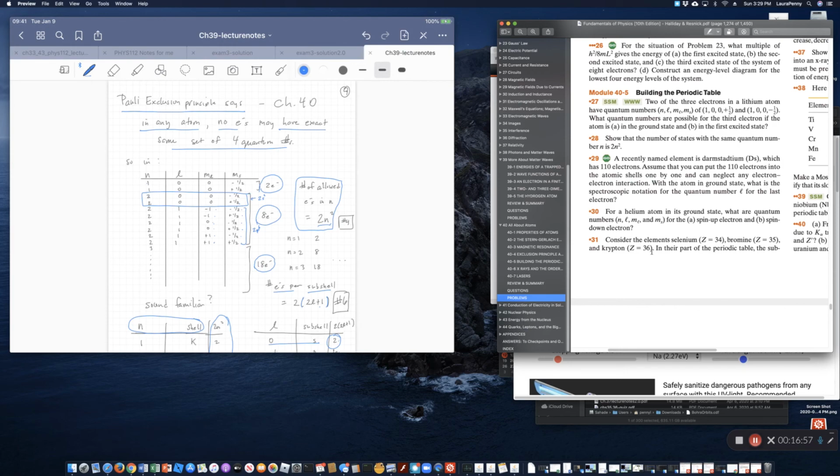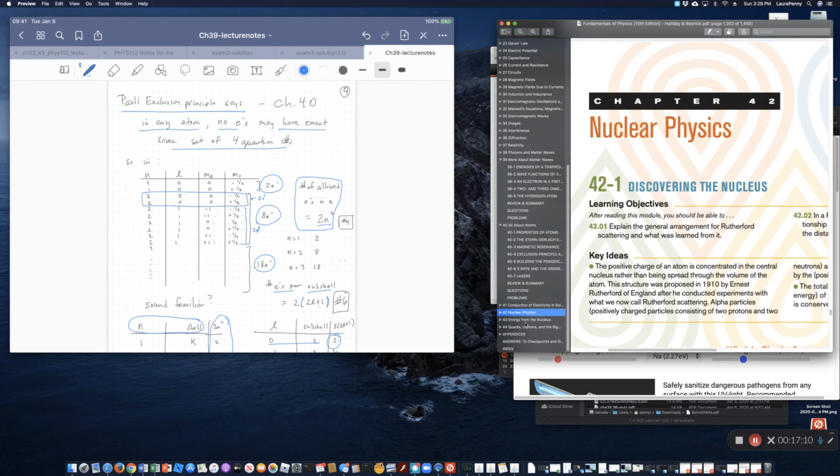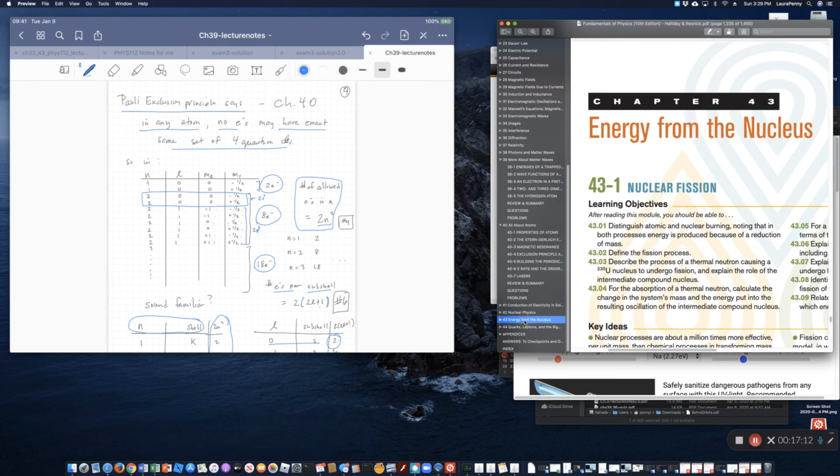And that's all I have for chapter 40. We're not going to do anything else in this chapter, which is disappointing because there's a lot of different things here, including lasers, but we're going to move on. The next chapter we're going to cover will be chapter 42, and then we'll do chapter 43. We are not doing chapters 41 or 44. All right, y'all. Bye.